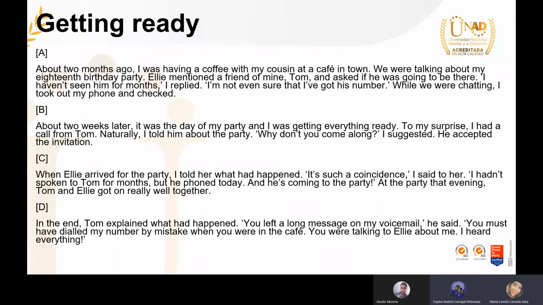At the party that evening, Tom and Ellie got on really well together. And then Tom explained what had happened. You left a long message on my voicemail. He said, you must have dialed my number by mistake when you were in the cafe. You were talking to Ellie about me, and I heard everything.